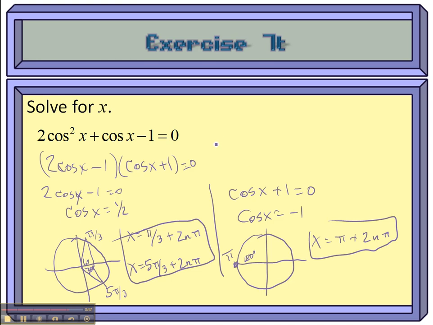Let's say that I wanted to get all of my answers in the interval from -pi over 2 to pi over 2. Let's include both of them. So that's on this side of the unit circle. So instead of writing 5 pi over 3, because that's outside of it, I'd write -pi over 3. The next one I'd have is +pi over 3, but I wouldn't include the pi because it's not within that range.